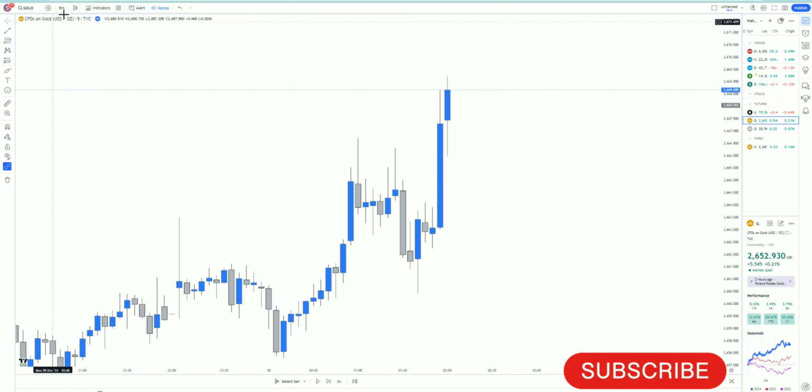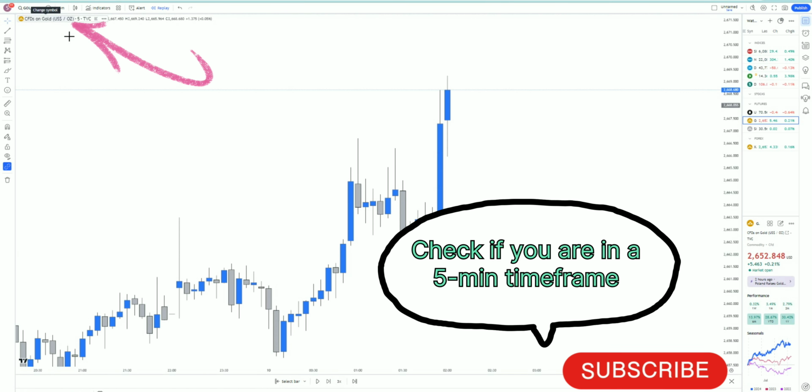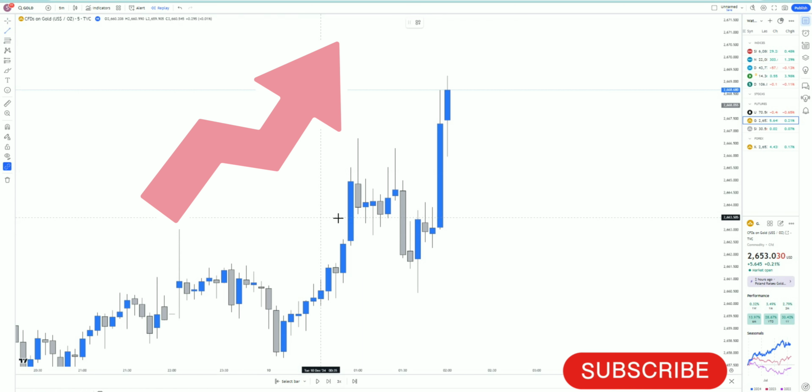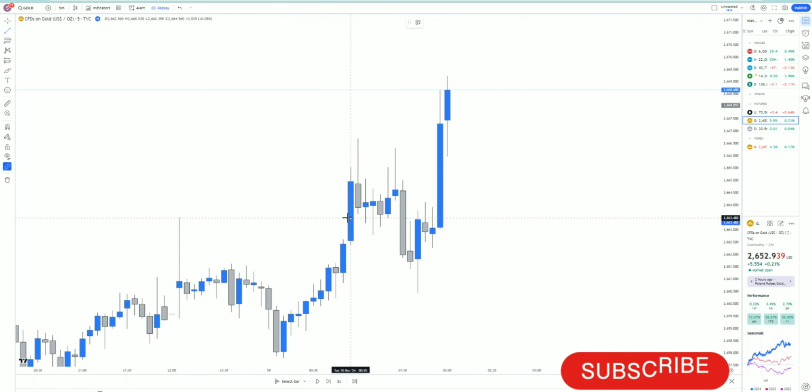We check if we are in a 5-minute chart. And this is the gold 5-minute chart, and it's the one that I'm giving examples on. And then we are checking for the direction where the market is heading. We are seeing that the market is breaking higher highs and creating what we call BOSs. A BOS is a break of structure, to those who don't know it.